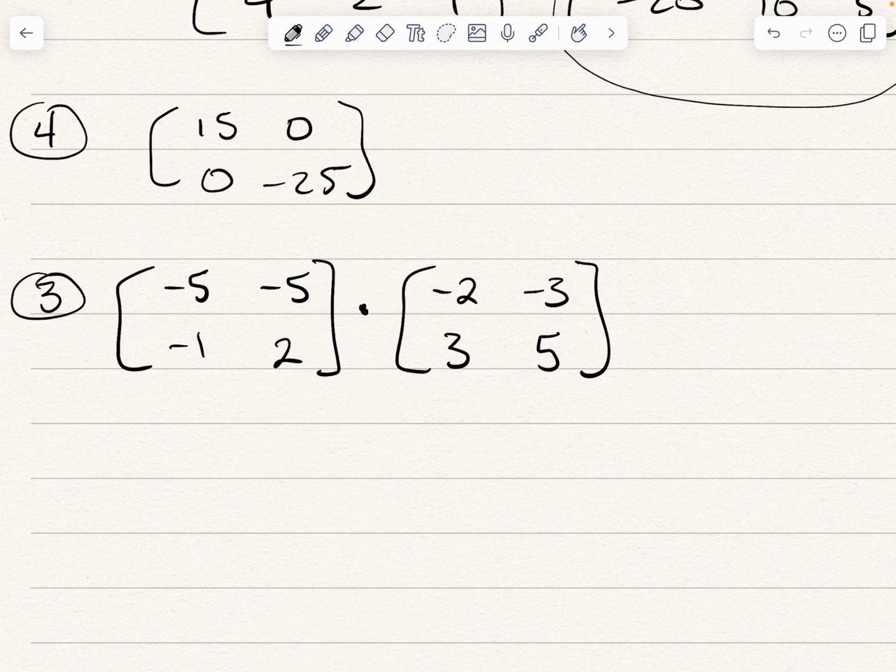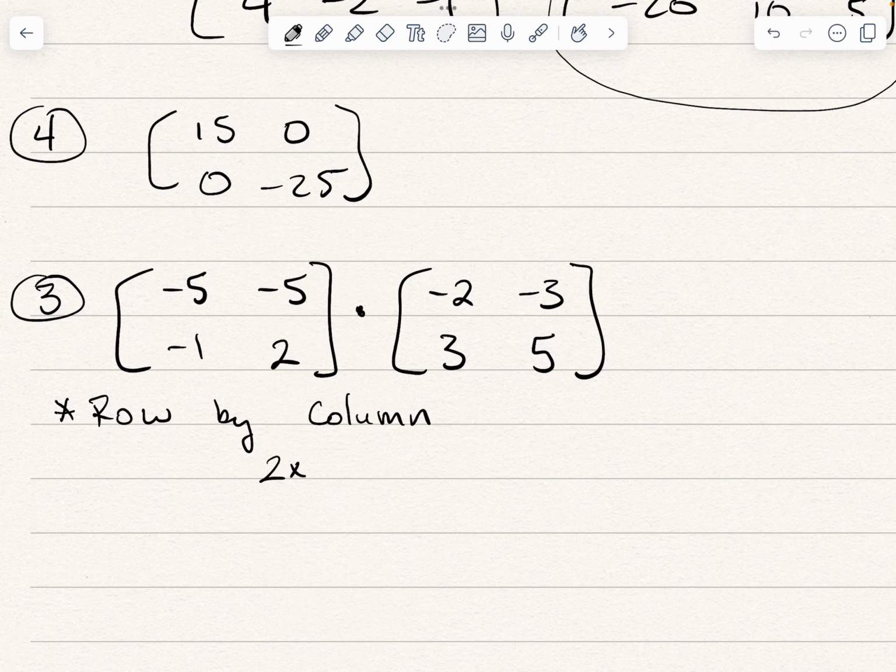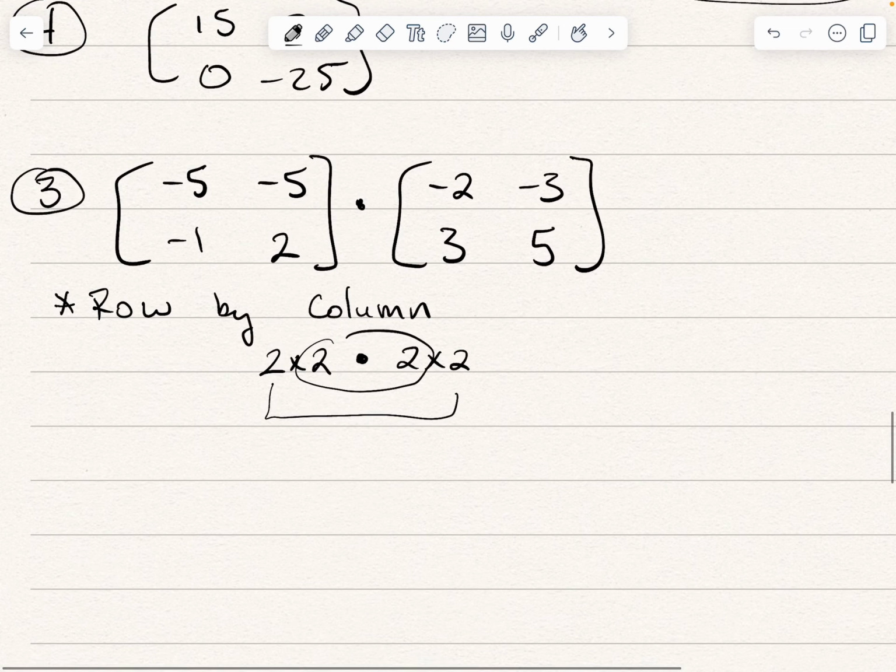Okay, so when we do this, your rule is row by column. And this is a 2x2 matrix multiplied by another 2x2 matrix. The middles have to match, 2 and 2, and the resulting matrix is going to be a 2x2. The numbers on the end. Okay, so how does this work? Well, my first row here, negative 5 and negative 5 by the first column, negative 2 and positive 3.